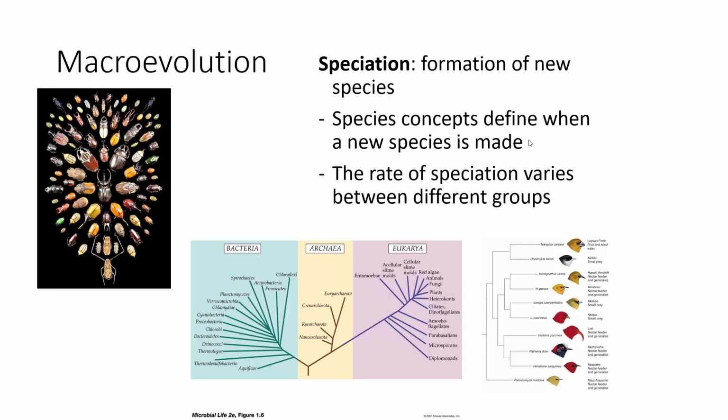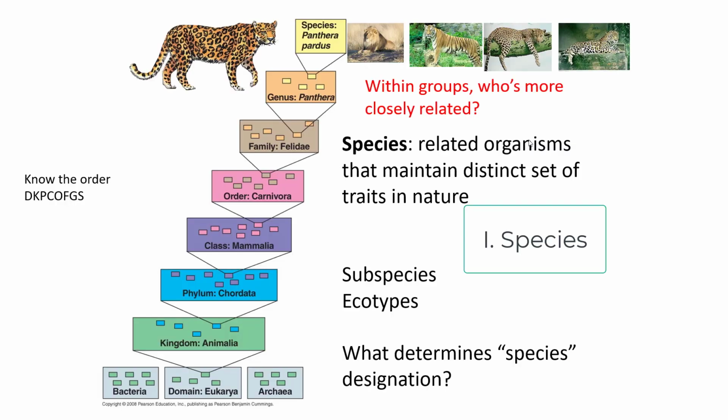What is speciation? Well, it's the formation of new species. There are species concepts we're going to look at that define what a species is and when a species is distinct. And we should know that the rate of speciation differs between different groups. You're going to see that a lot. A species is a set of related organisms that maintain a certain level of traits in nature. We can also look at subspecies and ecotypes.